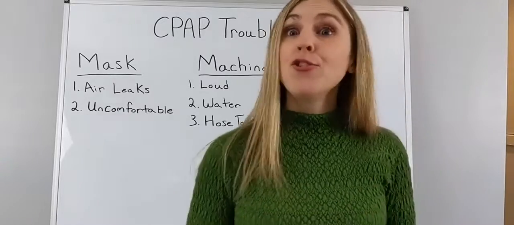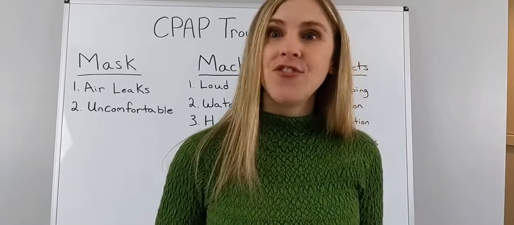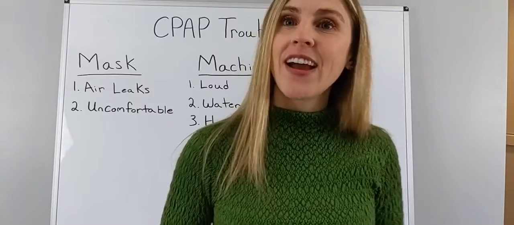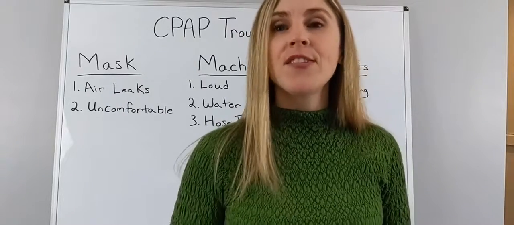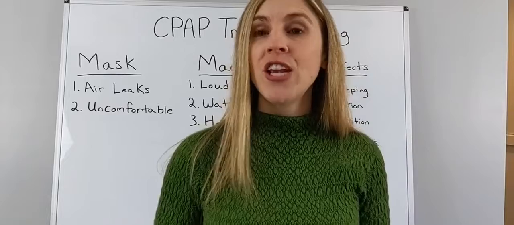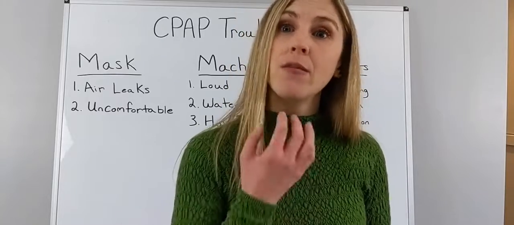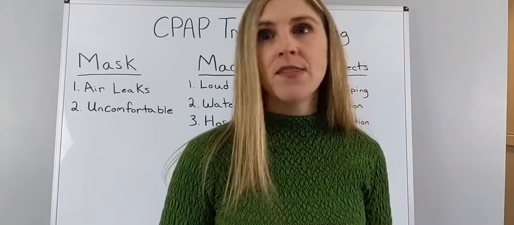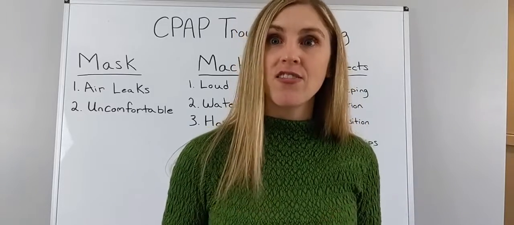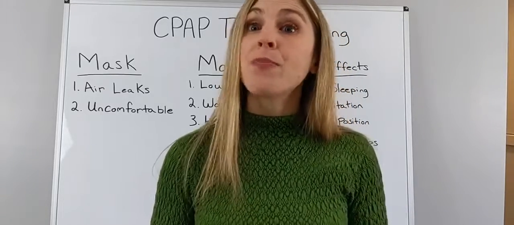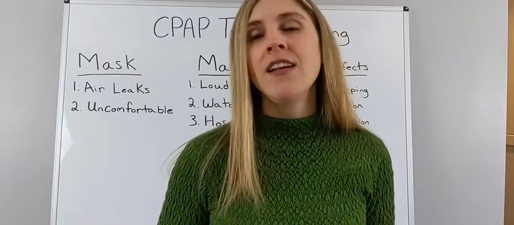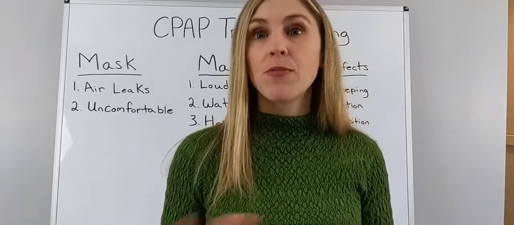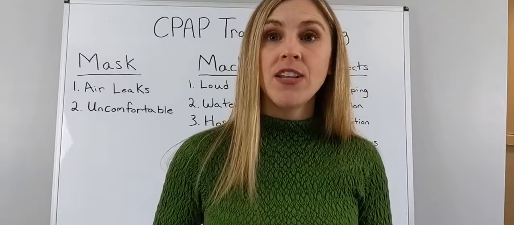Now, most new age machines have heated tubes, and this keeps that condensation from happening. So if you have a relatively new machine and you're still getting water buildup in your mask and in your tubing, there may be an issue with that heating mechanism, and you may want to get that checked by the manufacturer. If you have an older machine, then it's less likely that your machine has the heating capability.